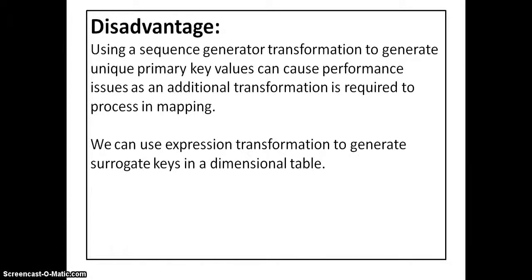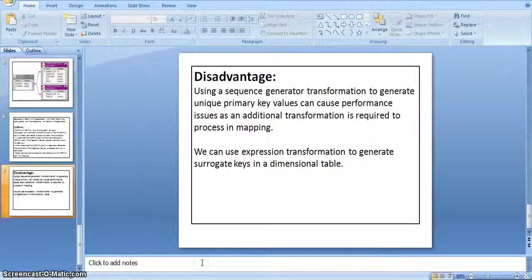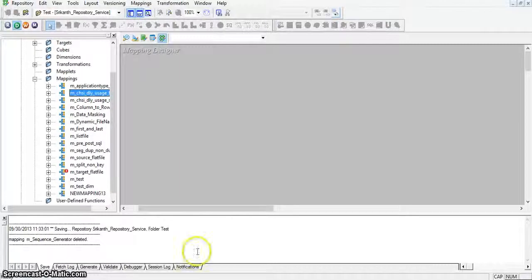And to talk about the disadvantage of the sequence generator transformation, we use this transformation to generate unique primary key values. It can cause performance issues as we require an additional transformation, that is the sequence generator, and we can overcome this disadvantage by using an expression transformation, implementing the same logic for surrogate keys. And now I am implementing the same logic in an Informatica mapping.